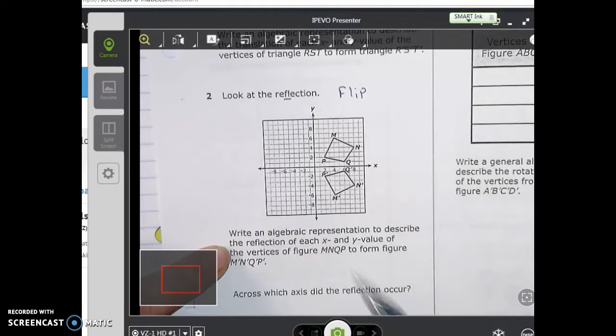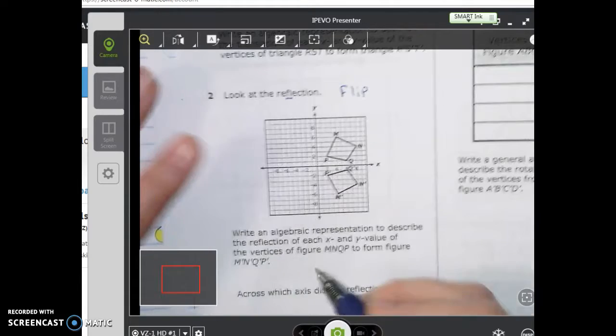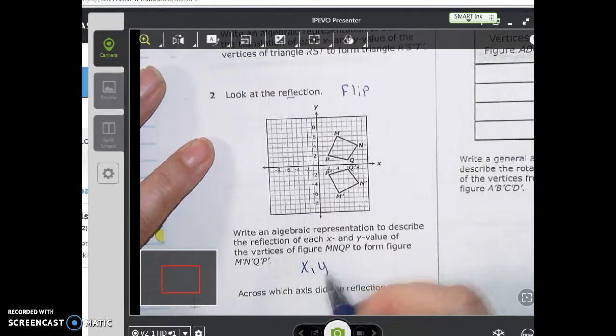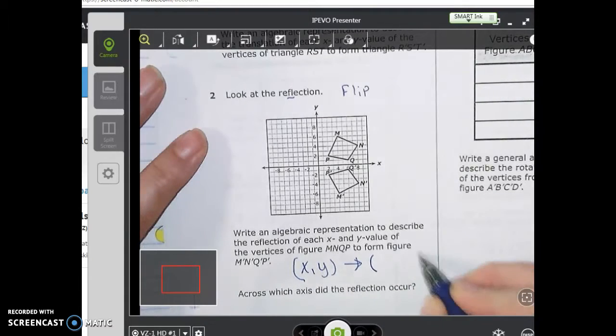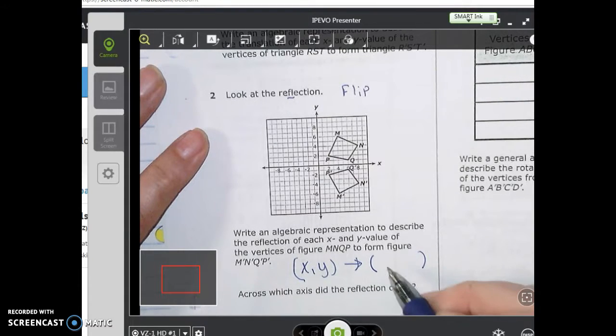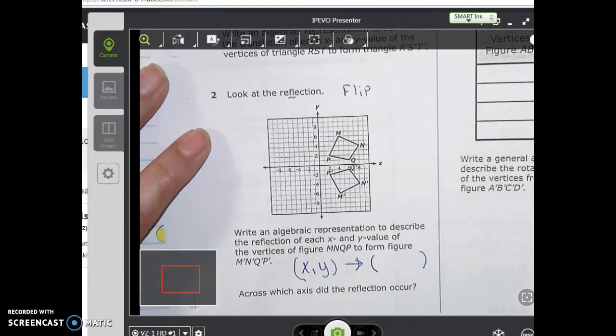Now, to write the rule for that, you would have to think about what you're doing. First of all, it's always going to have x comma y yield. That's always the beginning. Next, you'll have a parenthesis. Now, the question is, is it x y? Is it y x? Is somebody negative? Is both negative, positive? The easiest way to test would be to look at an ordered pair.